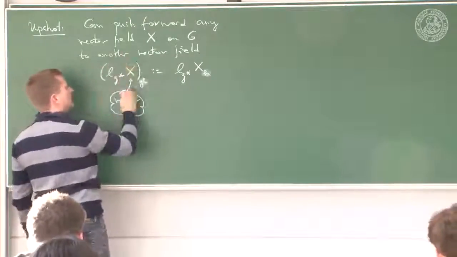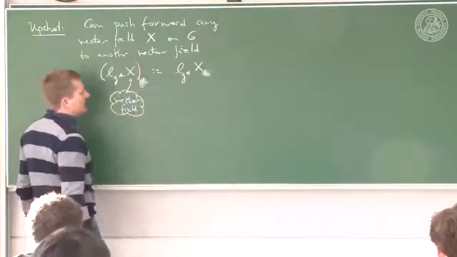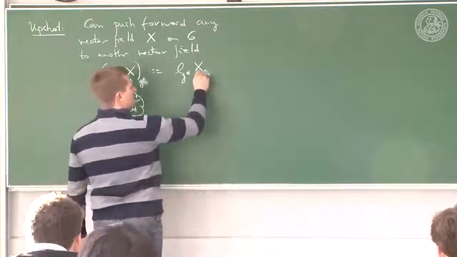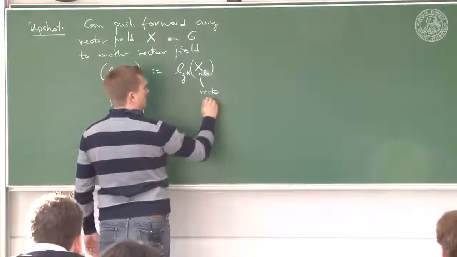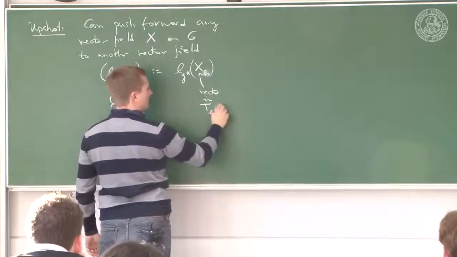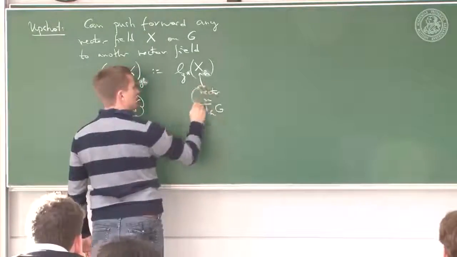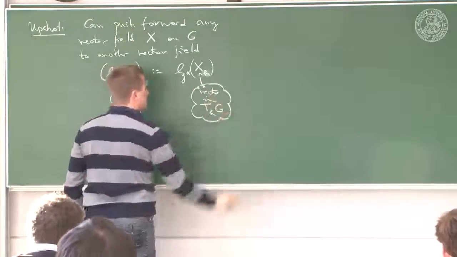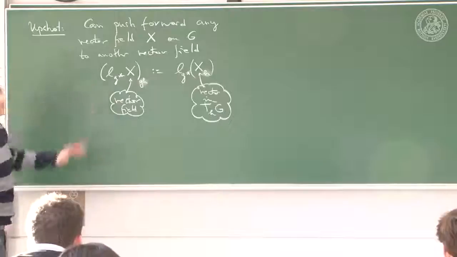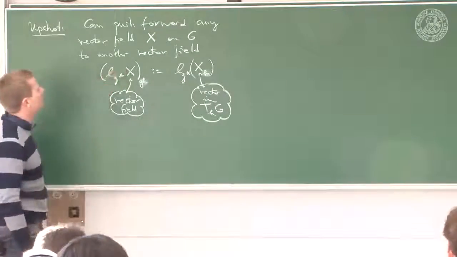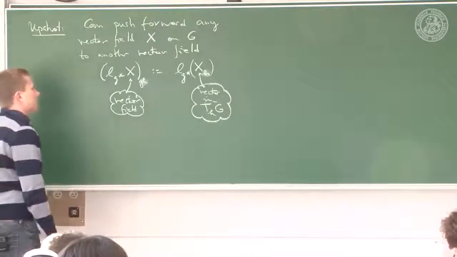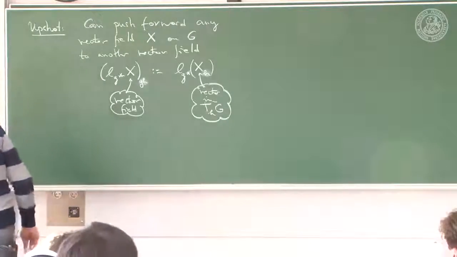The result is a vector field, and it's evaluated at a point. And this here is not a vector field, this is a vector. This is just putting in formula what I said before. I can now define push forward pointwise.